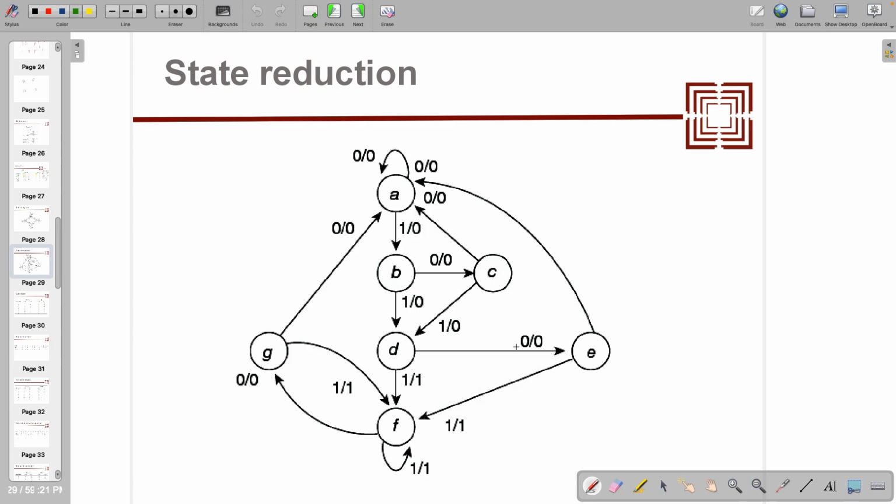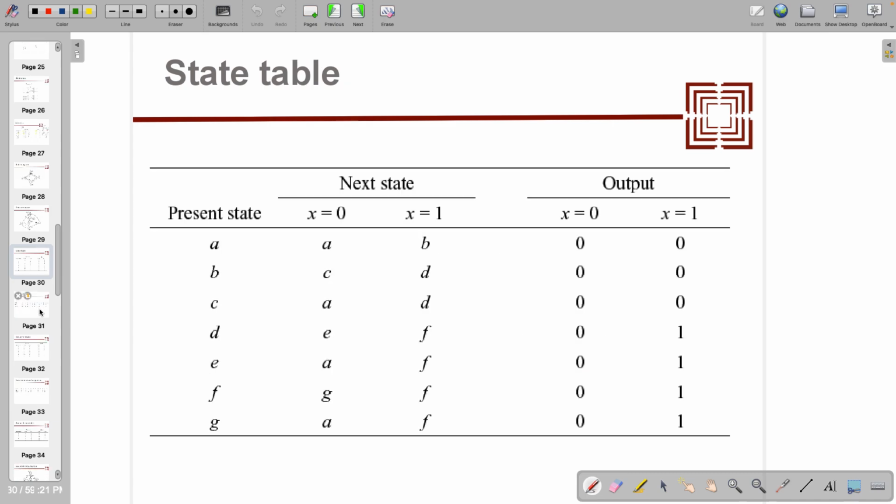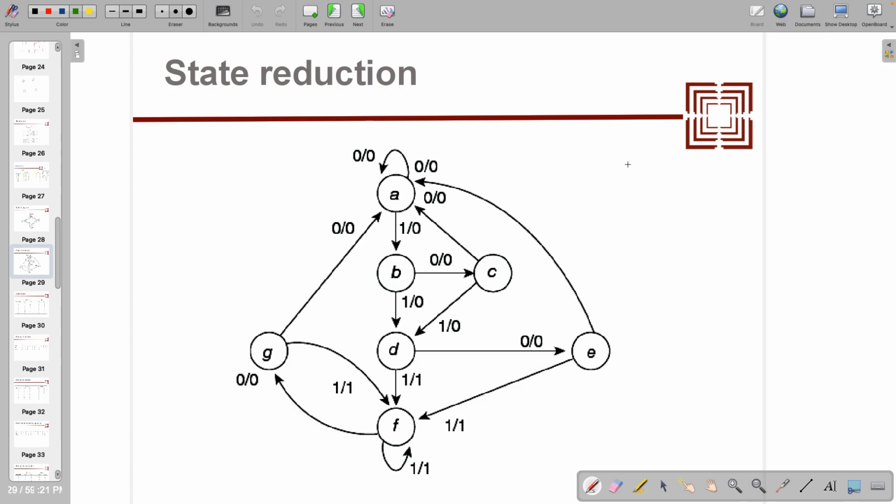Not 7. Only 3 are required, right? So in that case, one state will be unused. But before going into that, let's write down the present state and next state, the input and output. Please help me in writing down this.